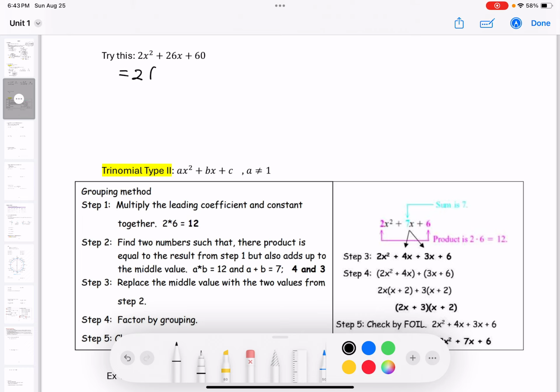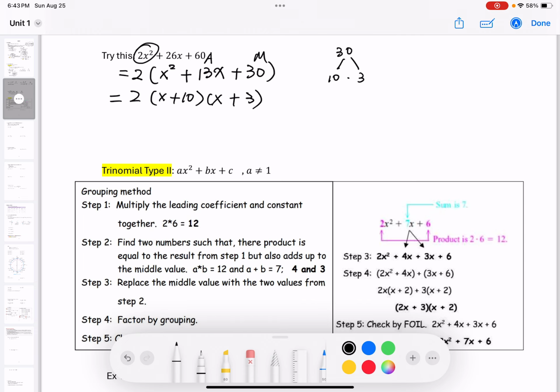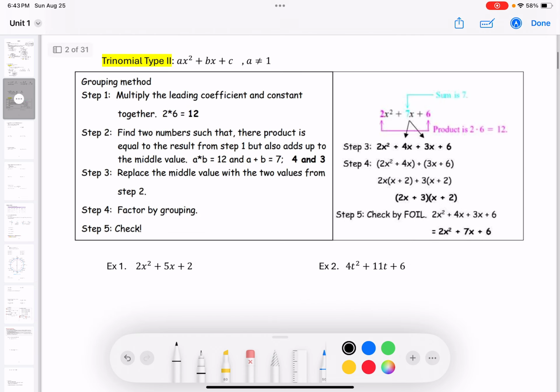So factor out 2, that means first term divided by 2, left over is x. Second term, 26x divided by 2 is 13x. 60 divided by 2, left over is 30. Then in the parentheses, what do we have? Yes, three terms, a trinomial, I can use the AM method. So A is 13, M is 30. 30, find two factors, 10 and 3. Multiplication is 30, addition is 13. So x plus 10 times x plus 3. Okay, let's move on to see the next type.